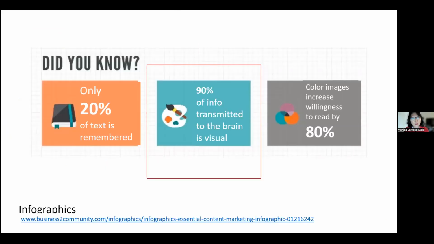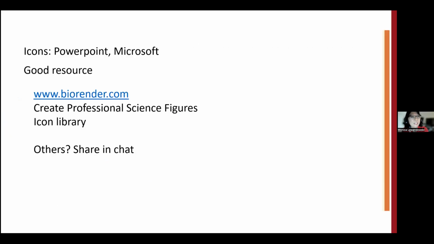So going back to that 90% of info transmitted to the brain is visual, I did want to stop and include things like icons. Use of icons can add color and help bring attention to certain points. From our planning group, this was a good resource that came on biorender.com. They have an icon library of science icons and science ways to create science figures. But if you have other good sources, especially if they're free or if they're small charge, put them in the chat.